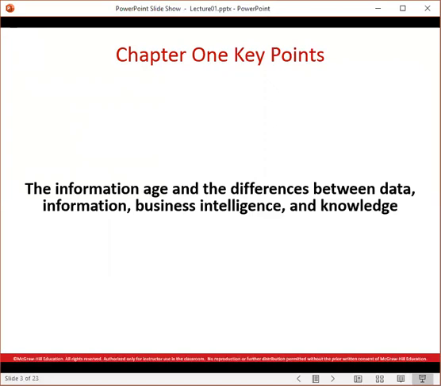As you move from data to knowledge, you include more and more variables for analysis, resulting in better and more precise support for decision-making and problem-solving.